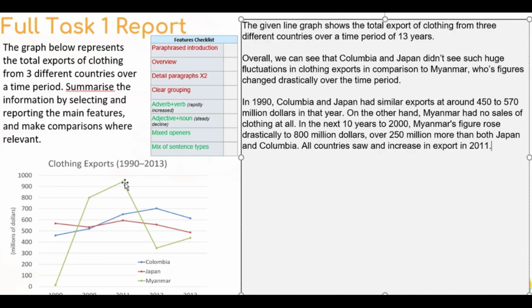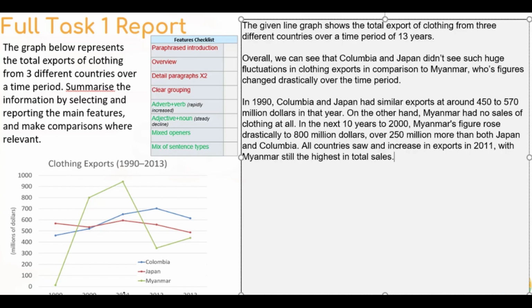I could say that Myanmar was still the highest. All countries saw an increase in exports in 2011, with Myanmar still the highest in total sales, I'm going to say, instead of exports. So that's my first 3 years done. I'm now going to move on to describe 2012 to 2013.